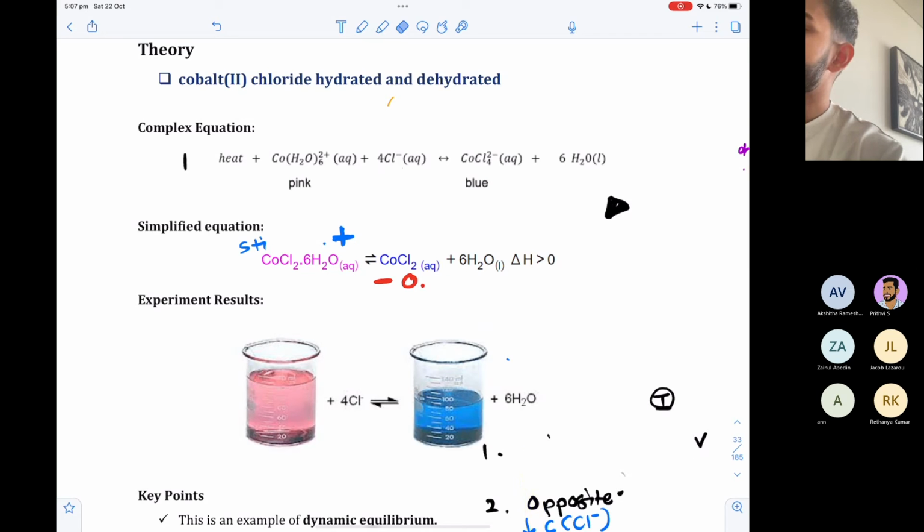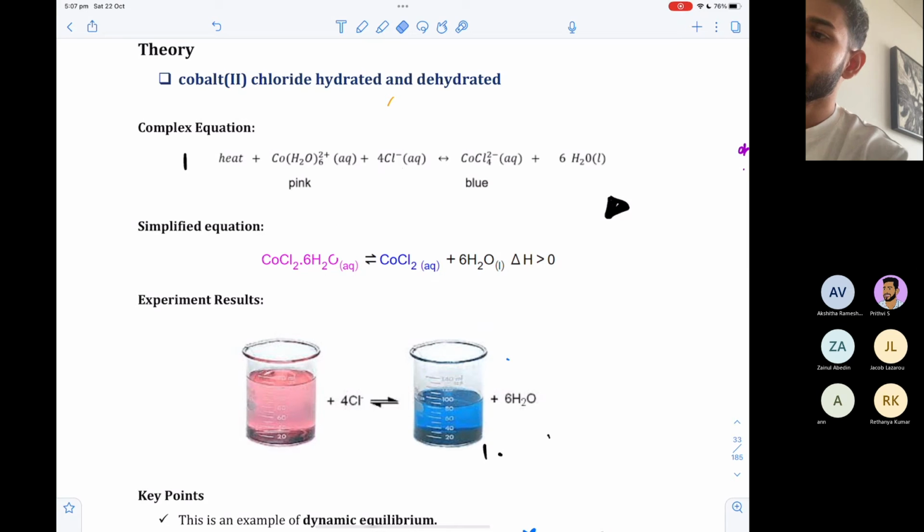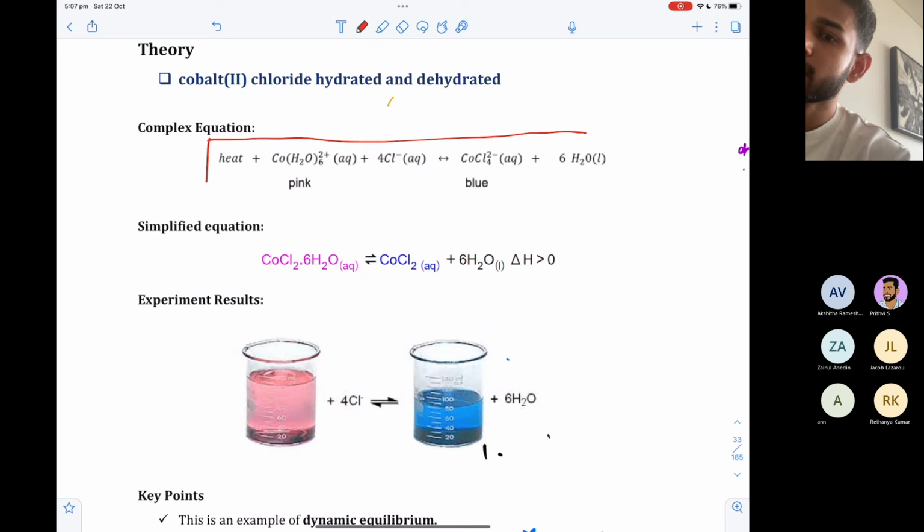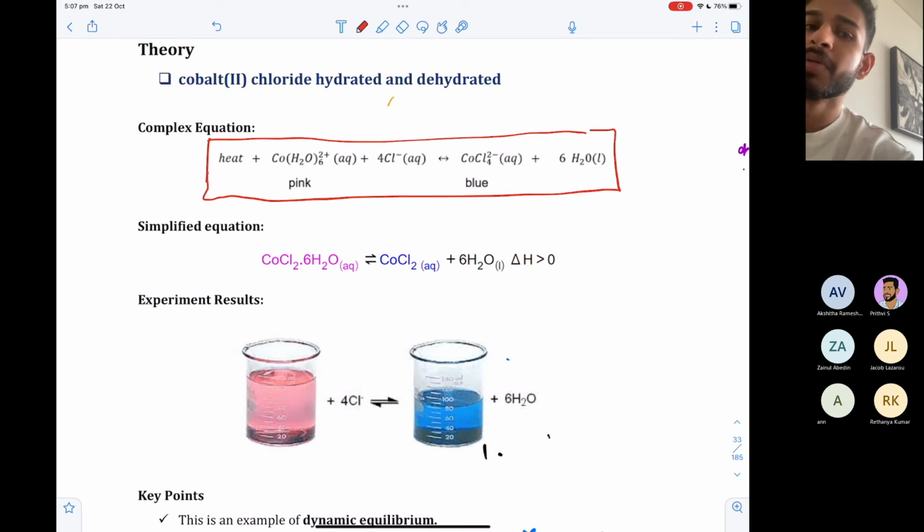What would happen if I heated the solution? What color would it become? So again, the same equilibrium. Look up here. I want you all to think for about 20 seconds.